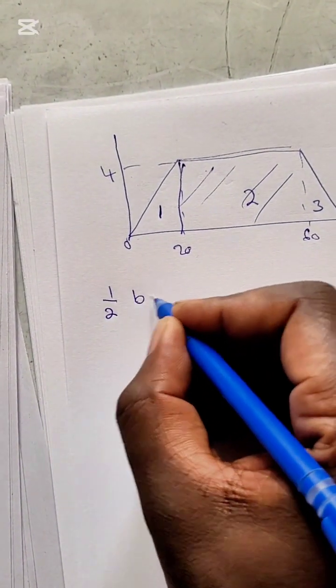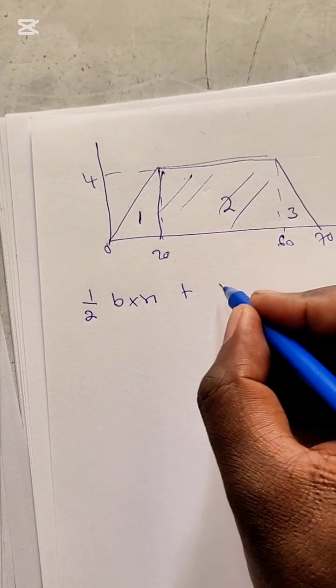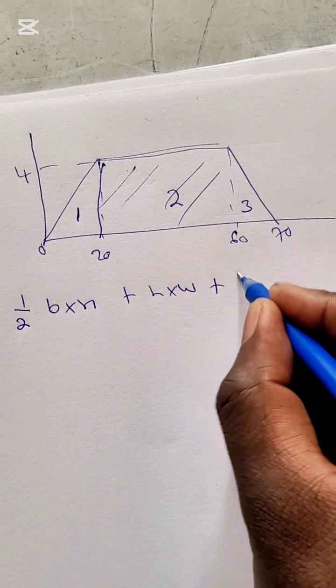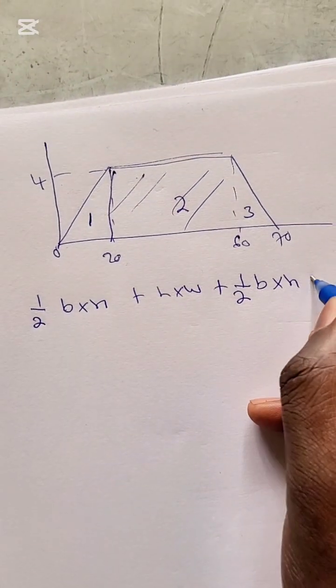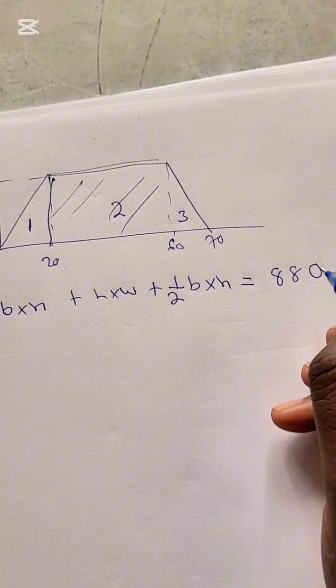So the formula is half base times height. The second one is a rectangle, so it's length times width. Then the third one is a triangle, so it's half base times height. We are given that the total distance traveled was 880.